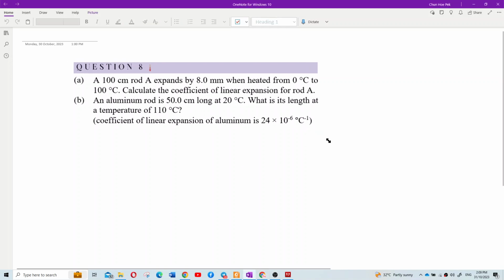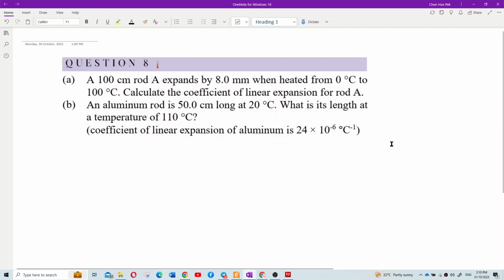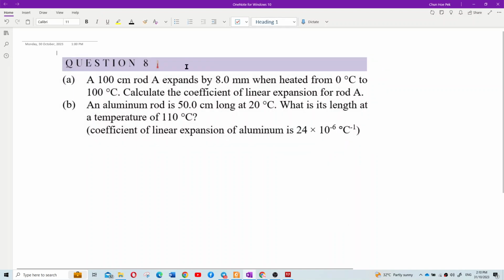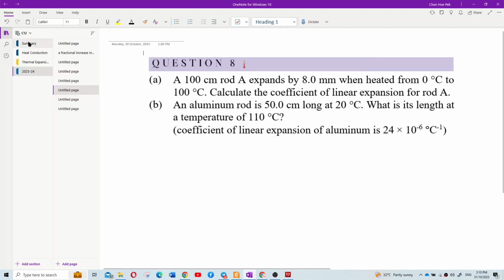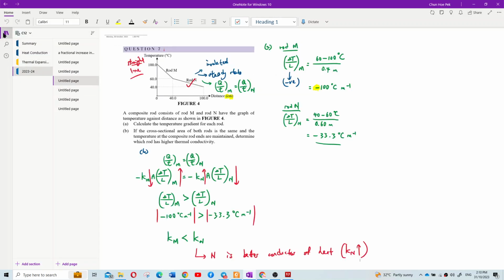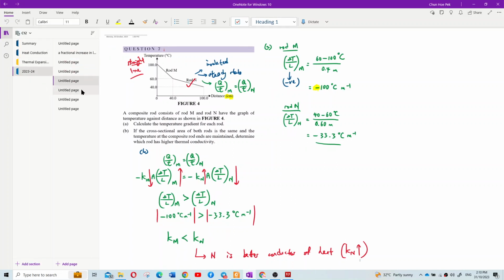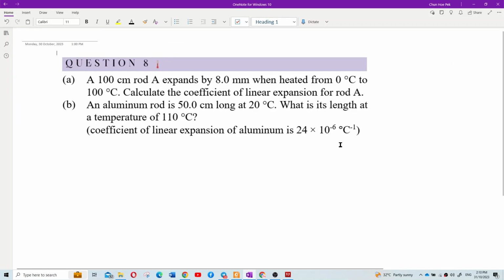Okay, so this is the questions. Now we are in thermal expansion, still in chapter 8. We want to finish it, because yesterday we learned until thermal conduction. So now let's finish off the questions for thermal expansion.